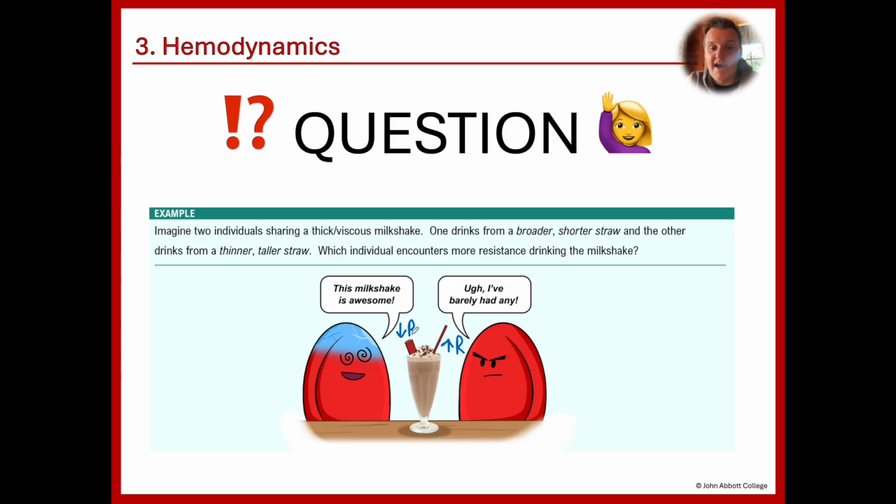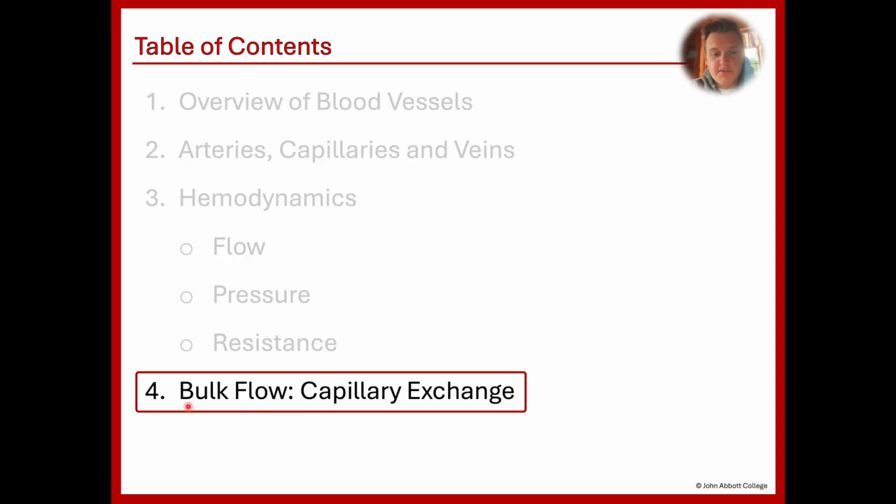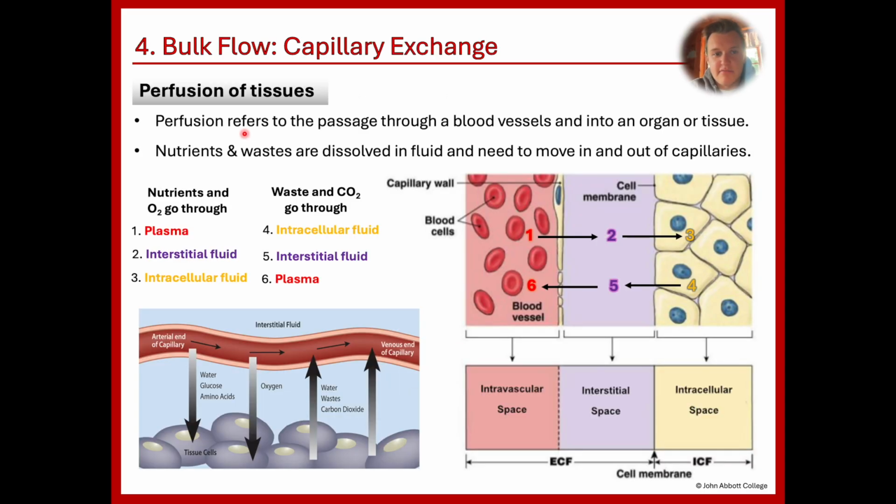Then this will have less resistance. This one will have more resistance in it, okay? Now let's talk about bulk flow. This is basically what's happening at the capillary. What is this exchange at the capillary, right?